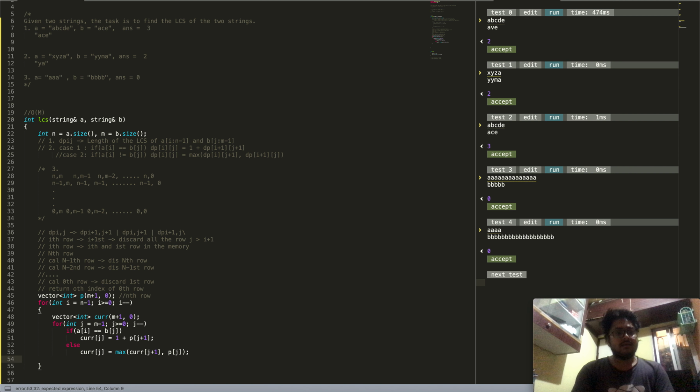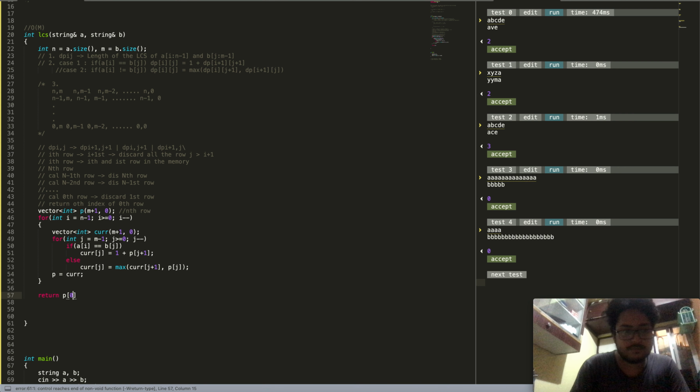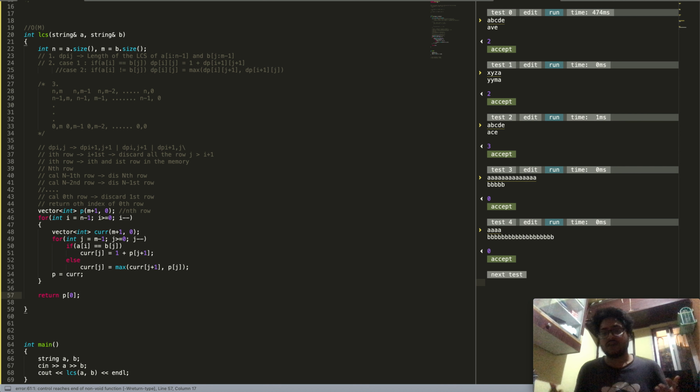At the end of this iteration, we need to update p equals curr. Then at the end of everything we can return p of 0, and this should give us the final answer we are looking for. p of 0 corresponds to the first element of the 0th row, that is dp of 0 comma 0, and that is our answer. If you notice, we solved this entire problem in O of m space. Initially our space complexity was O of n times m, and now we are solving the exact same problem in O of m space.